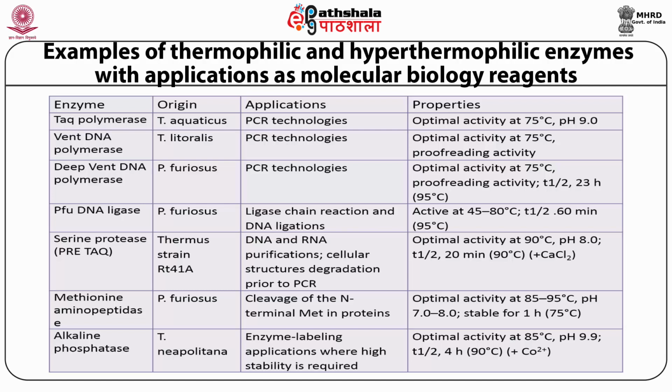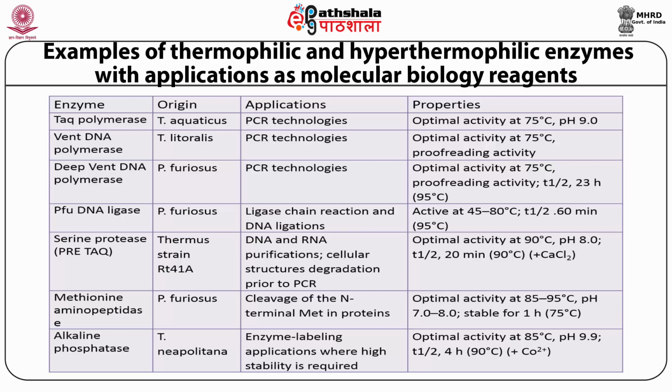For example, there is a serine protease which was isolated from Thermus strain RT41A. This can be used in DNA and RNA purification procedures, and it is used in cellular structure degradation prior to PCRs. This protease shows optimal activity at 90 degrees Celsius, and it can withstand a pH of up to 8. The half-life of this enzyme is 20 minutes at 90 degrees Celsius, and it requires calcium chloride for its activity.